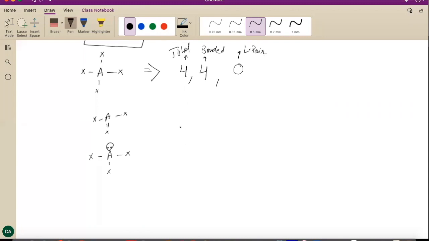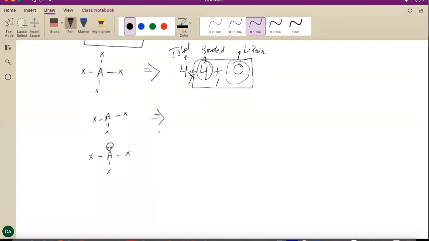Does that make sense, guys? So now, do you guys see that these two numbers, this 4 and this 0, should total to this first number? These two numbers must add up to this first number because the first number is total, and then you have bonded and the lone pair. Okay?